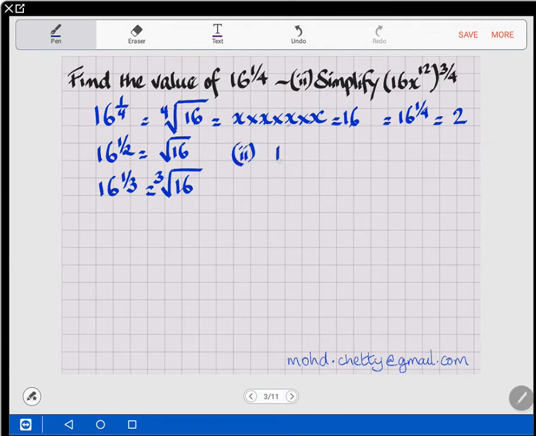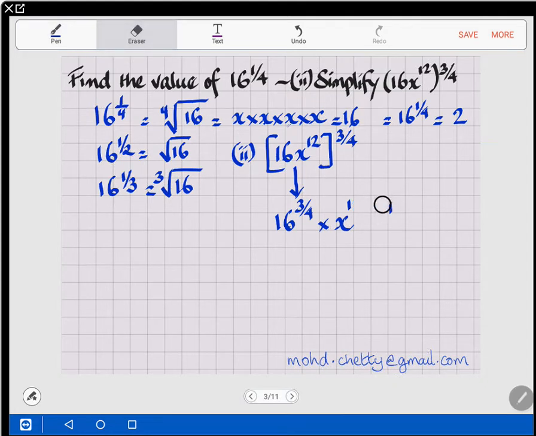Simplify 16 x to the power of 12, the whole thing to the power of 3/4. Right. Intéressant. Ben, ça, il paraît comme 16 to the power of 3/4 multiplied by x to the power of 12 times 3/4. Rappelle ça, rules, que je t'ai montré avant là. Il pour x à la puissance de 12 à la puissance de 3/4. Tout simplement.